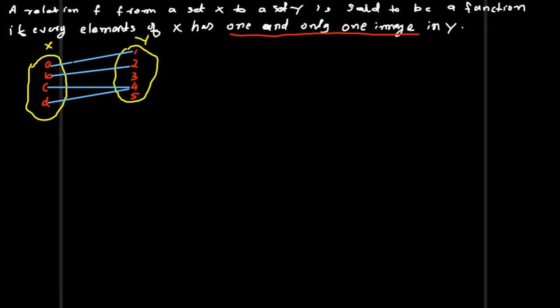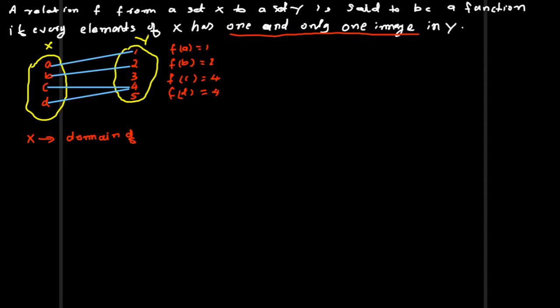Okay, then here we can check the mapping. The image of a is equal to 1, so we can write f of a equal to 1. Then the image of b is 2, so f of b equals 2. Then f of c is equal to 4. Then the image of d is again 4. Okay, clear.